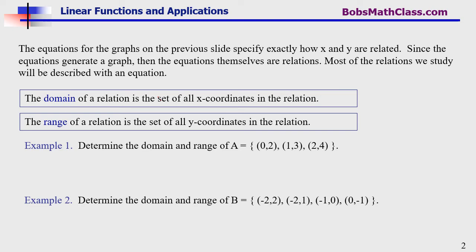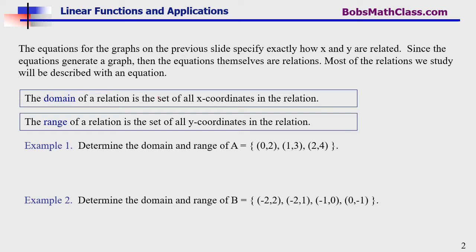Okay, so here's some vocabulary. The first one is domain. The domain of a relation is the set of all x coordinates in the relation. So the x values are the domain. The range of a relation is the set of all y coordinates in a relation. So the range is the y. So this is important to remember. The domain is x and the range is y.